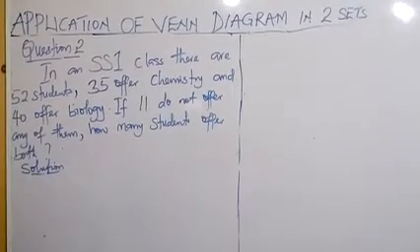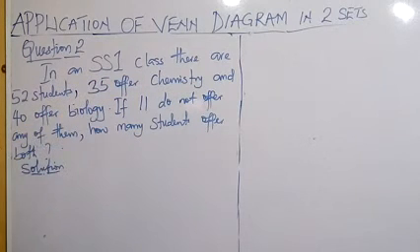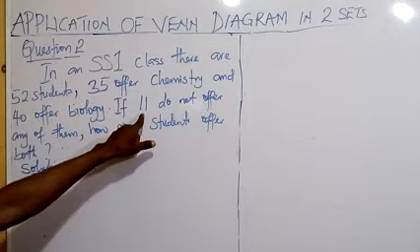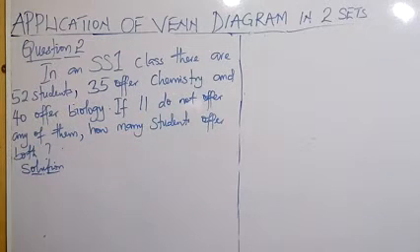All right, let's look at this second example on the board, question 2. In an SS1 class, there are 52 students and 35 offer chemistry and 40 offer biology. If 11 do not offer any of them, how many students offer both? Don't forget, the first thing you need to do is to interpret the question. Create a table for the question.